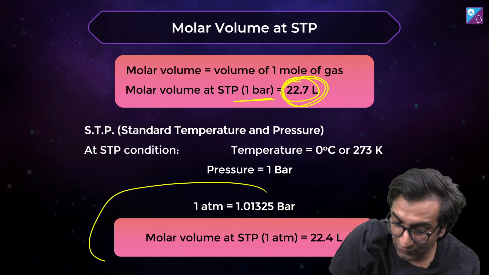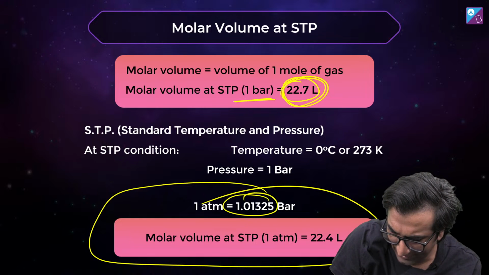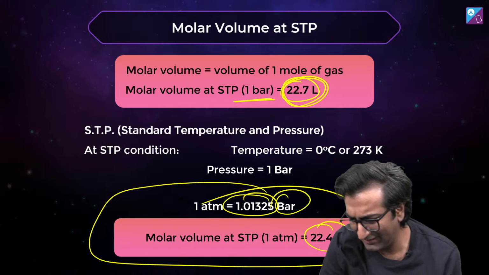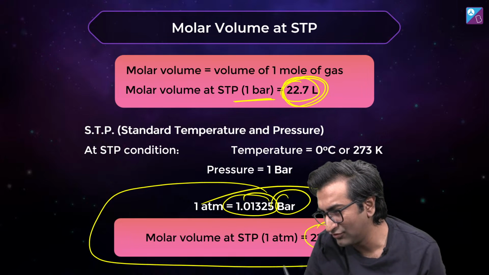Okay. If 1 atmosphere pressure is given, which is some weird value, right? It used to be the old value that was used. Maybe you guys have not seen this. It's 22.4 liters. I'll give this note to you. Don't worry about it.